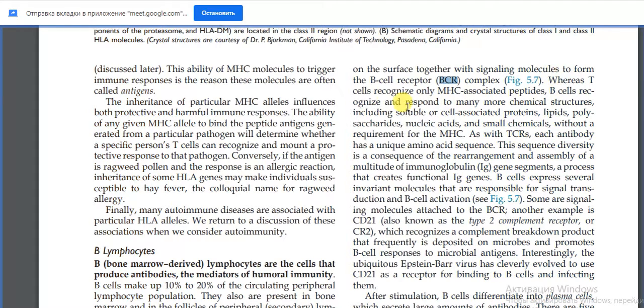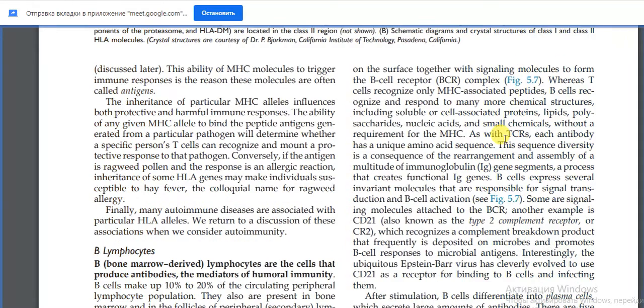T cells recognize only MHC associated peptides. It's different for B cells, which can recognize and respond to many more chemical structures. They can interact not only through MHC, but with soluble or cell associated proteins, lipids, polysaccharides, nucleic acids, and small chemicals without a requirement of MHC. So you see, MHC is not required for B lymphocytes. They use it, but it is not required all the time.